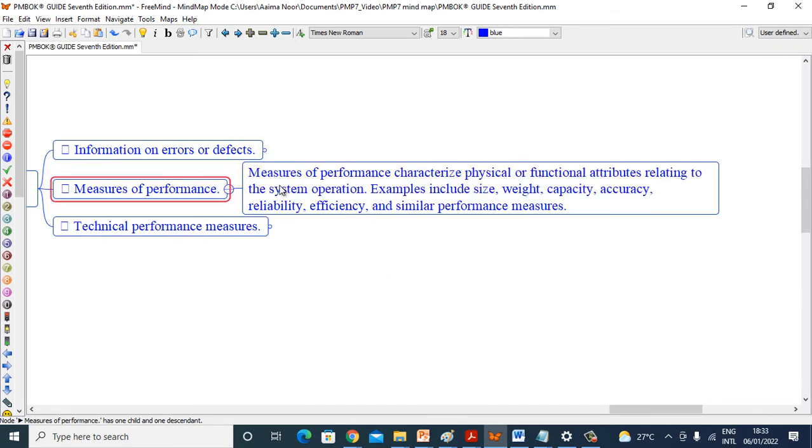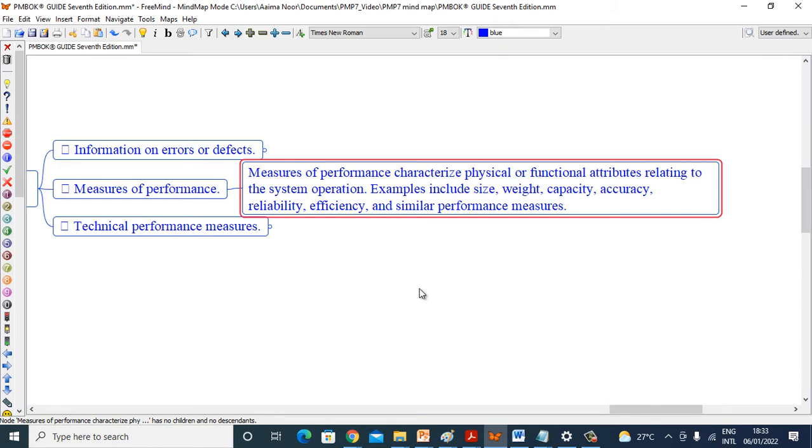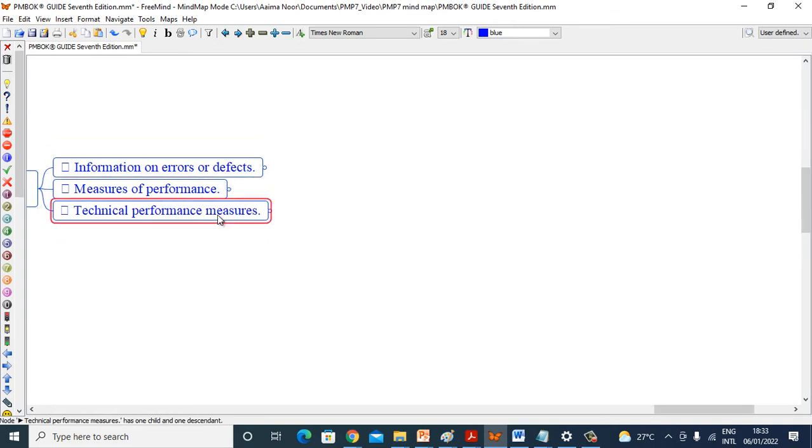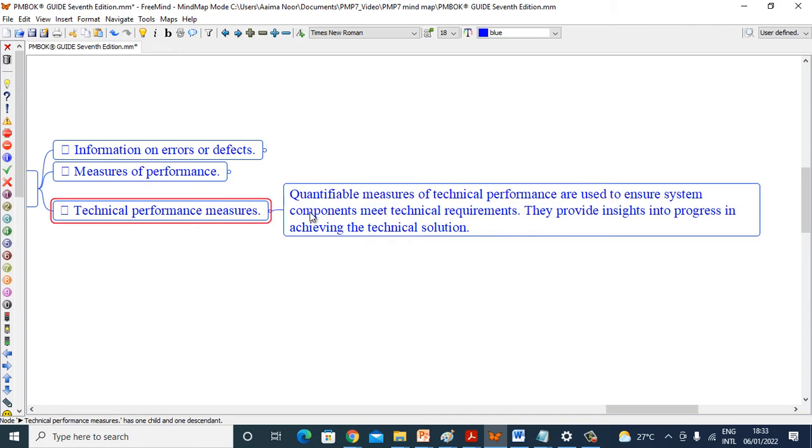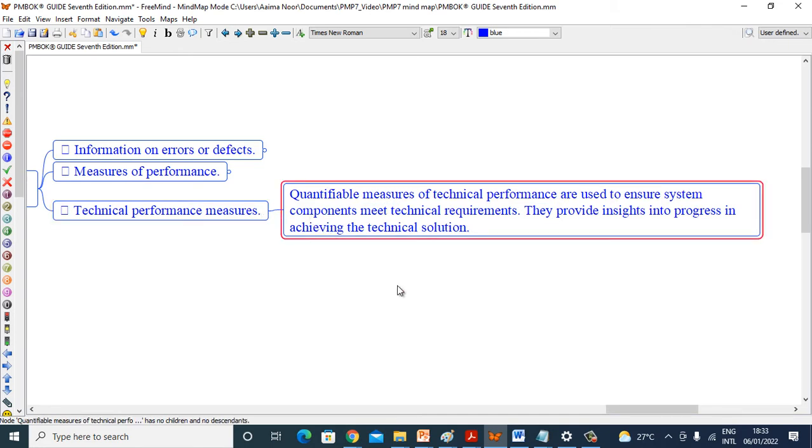Measures of performance. Measures of performance characterize physical or functional attributes relating to the system operation. Examples include size, weight, capacity, accuracy, reliability, efficiency, and similar performance measures. Technical performance measures. Quantifiable measures of technical performance are used to ensure system components meet technical requirements. They provide insight into progress in achieving the technical solution.